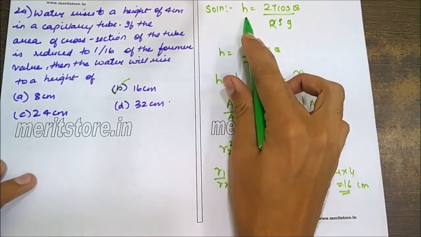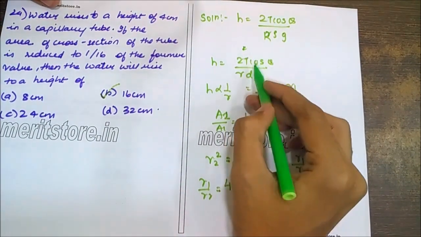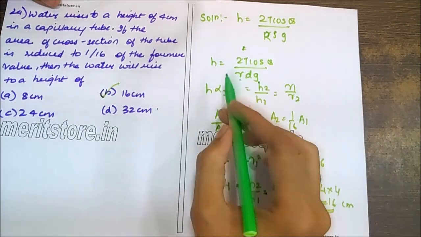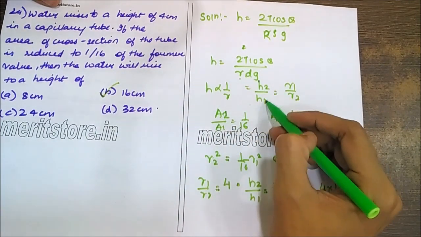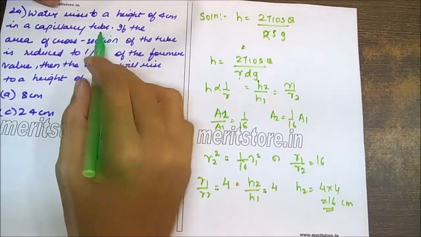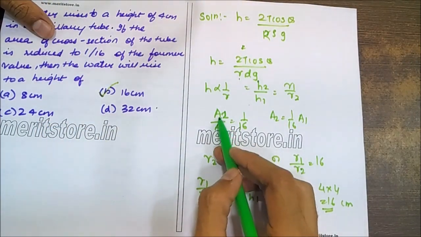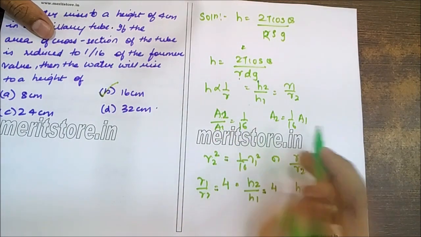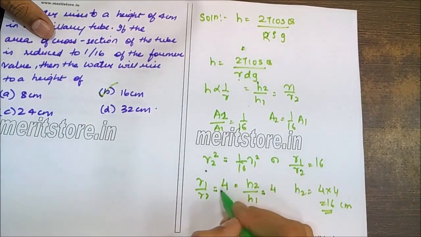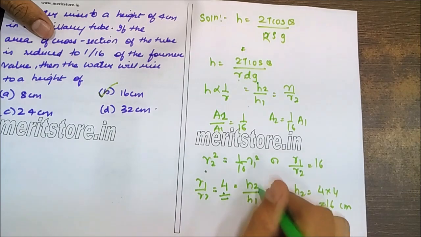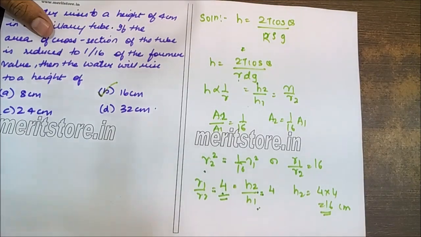We first take the equation for the rise in the capillary tube, the height of the water in the capillary tube. We change the equation and we get that the height is inversely proportional to the radius. So if we have h2 upon h1, then it will be r1 upon r2. Then the given is the area of cross section. Area is pi r square, so a2 upon a1 is 1 upon 16. From that area we find the radii, r2 square upon r1 square. So for r1 upon r2 we get the value 4, and that is equal to h2 upon h1. So the 4 and 4 get multiplied and we get the answer 16.